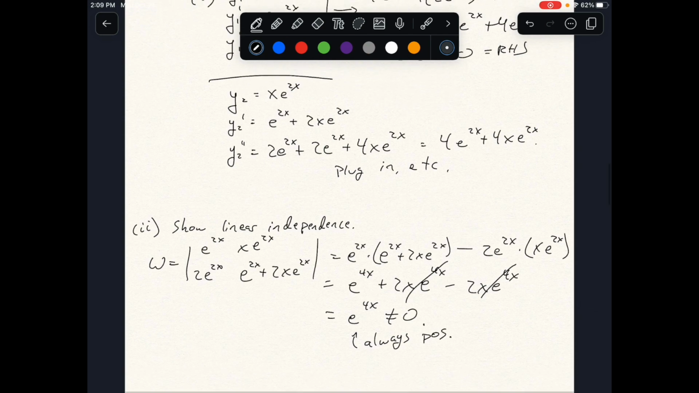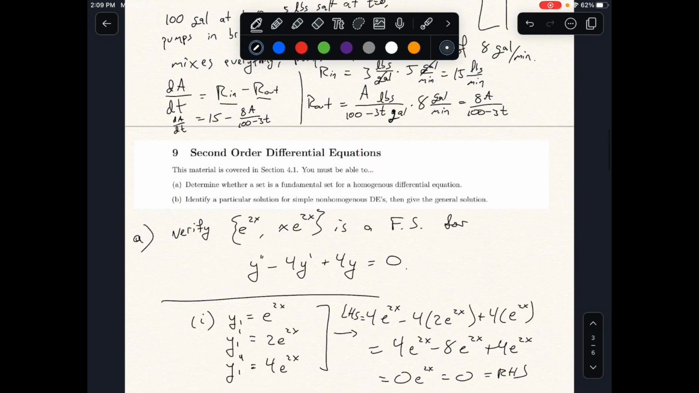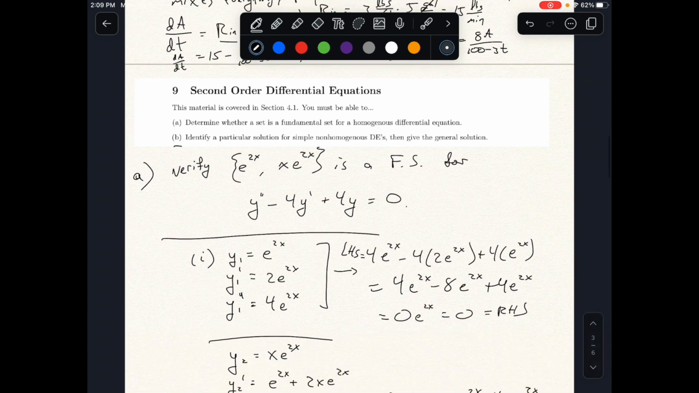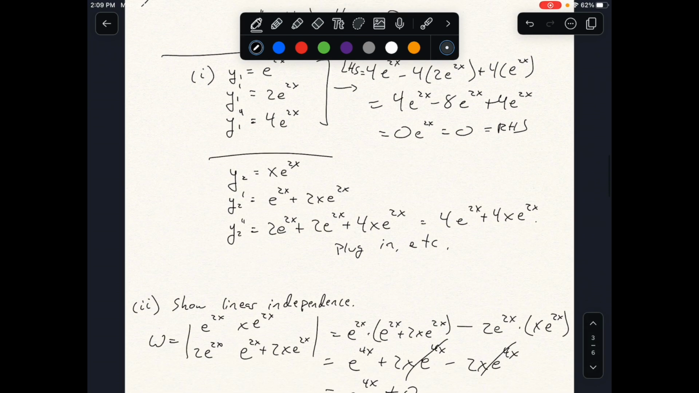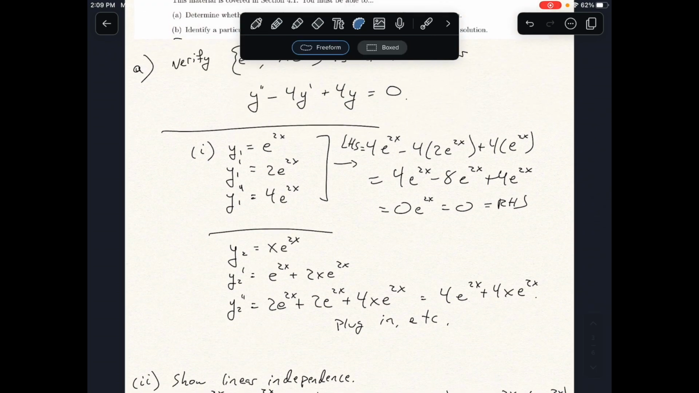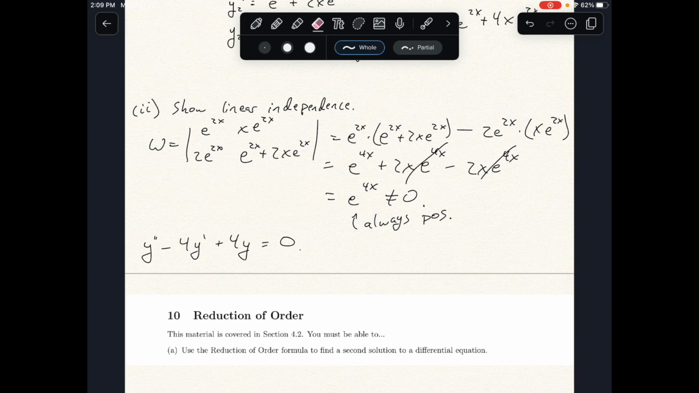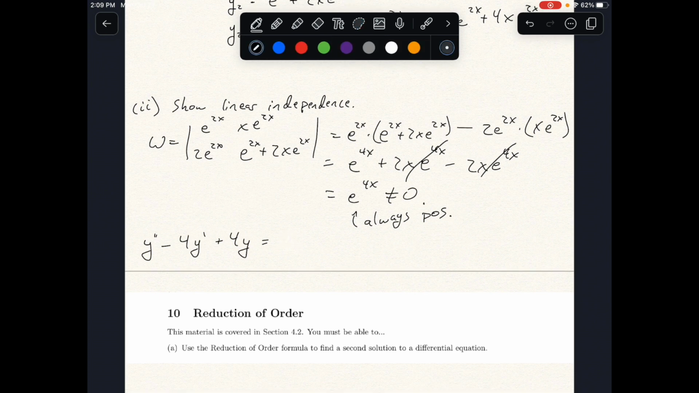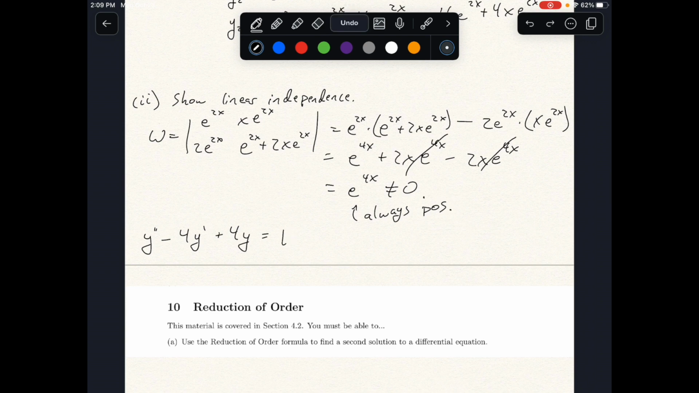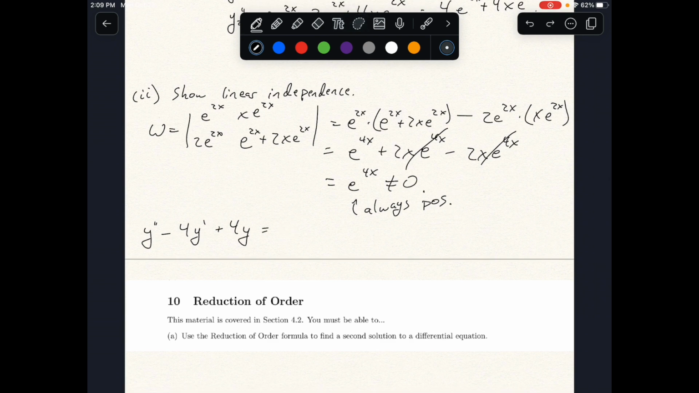All right, so that's what your part A would look like. Part B would be identifying a particular solution. So this is a homogeneous DE. If I want to take a non-homogeneous DE associated to it, maybe say that this is equal to 8 or something, or let's say 16. Whatever, it doesn't matter.